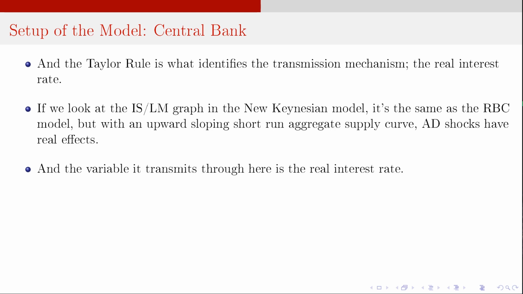So the variable it transmits through, if you remember the ISLM graph, had the real interest rate on the vertical axis and output on the horizontal axis. So the variable that it's actually transmitting through was the real interest rate, that vertical axis variable. And it works because of the Fisher equation.